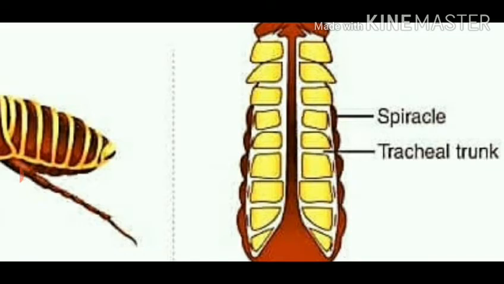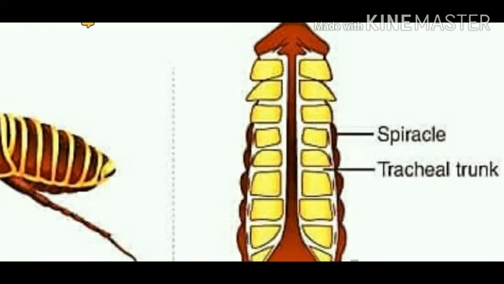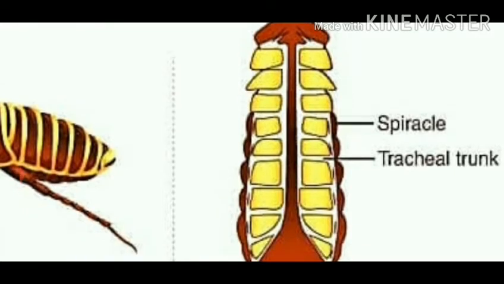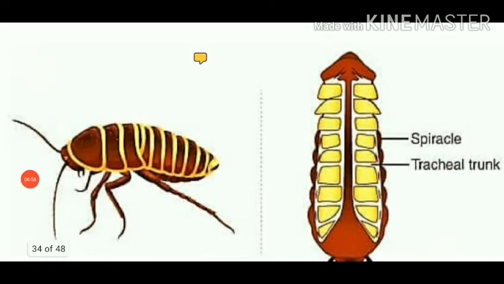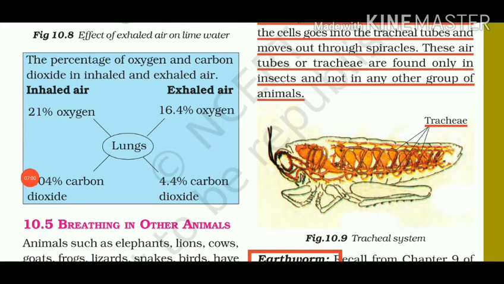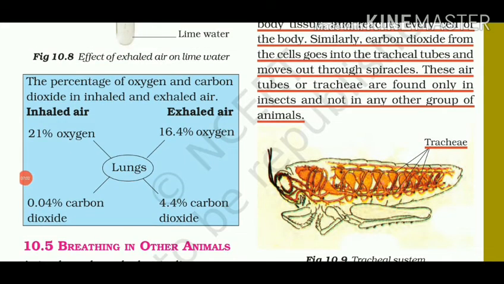Oxygen-rich air rushes through the spiracles into the air tubes that are called tracheal tubes. From the tracheal tubes, they spread to each and every cell of the body. And similarly, carbon dioxide from the cell goes into the tracheal tubes and moves out through the spiracles. So this is how breathing takes place in the cockroach.